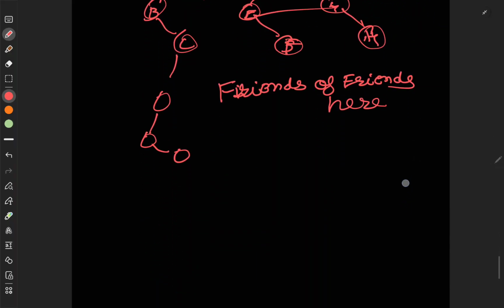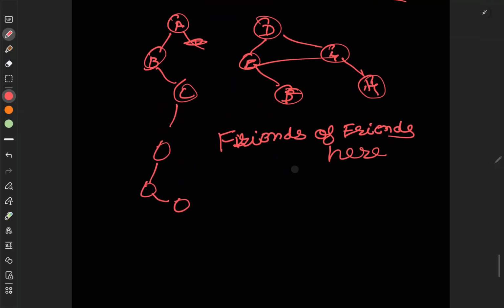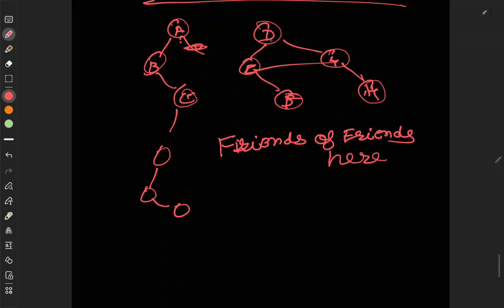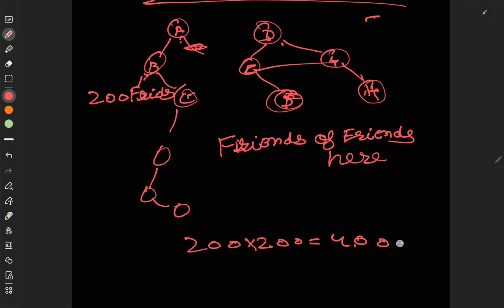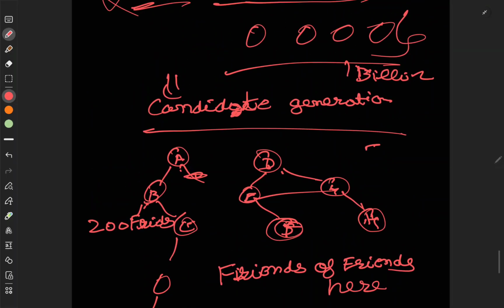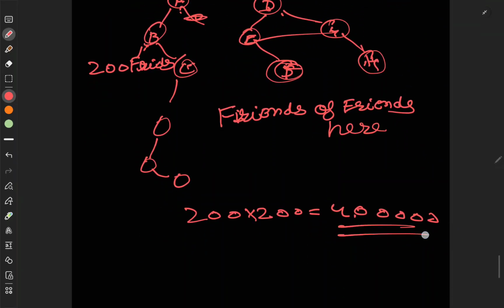So what I mean to say is that rather than comparing it with everyone, I would just compare A with C's probability, D and B's probability, D and H's probability, whether they would be friends or not, right? So how many numbers from 1 billion would decrease? Let's say on average, every person has 200 friends. Okay, so again, it would be for everyone. So 200 into 200 comes out to be 4 lakh. So you see, from 1 billion, the data reduces to just 4 lakh.